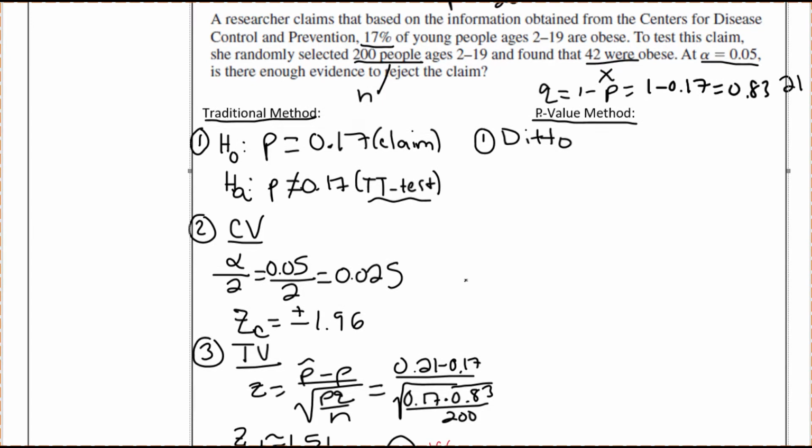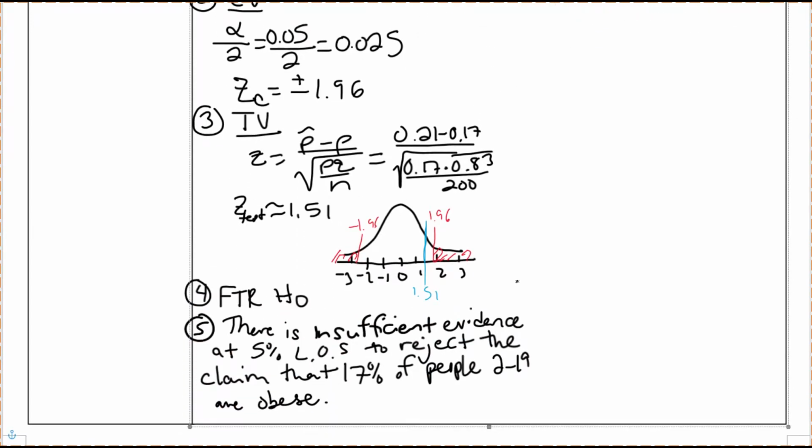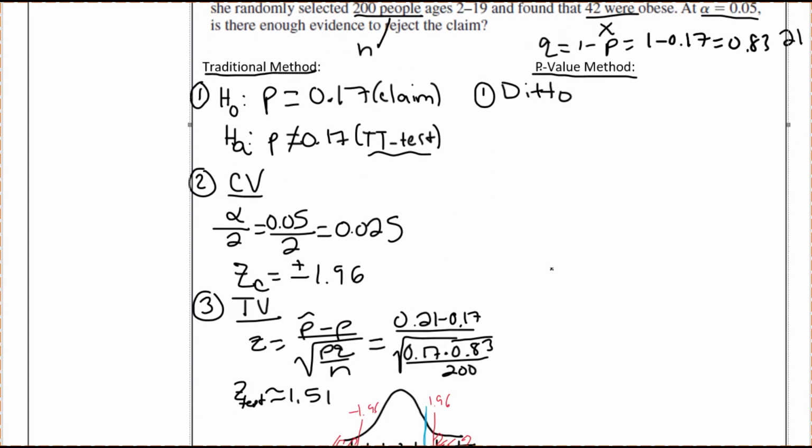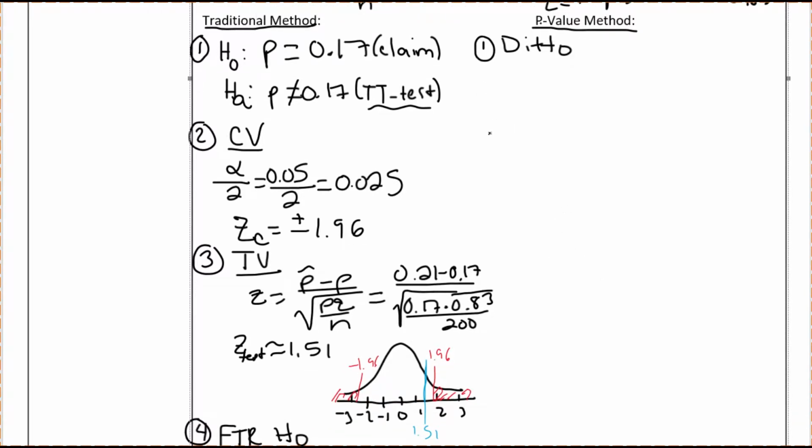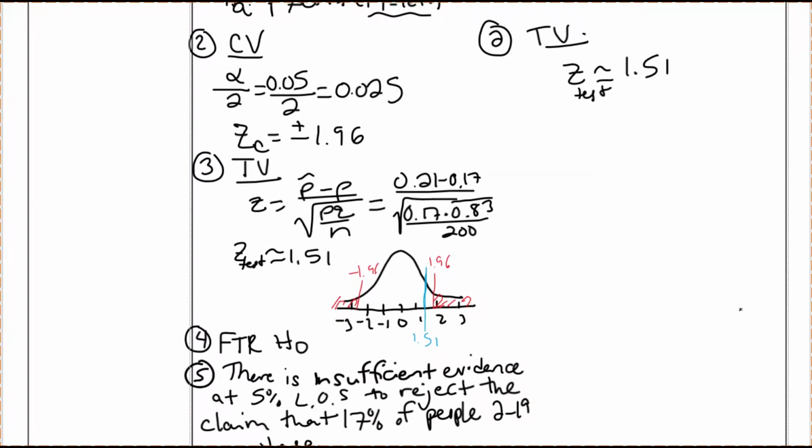Alright, so that looks like that's the traditional method. So now we're going to basically do this with the p-value method. So we're going to do step 2 here, which for the p-value method is finding the actual test value, which we already did in step 3. So therefore I will just repeat it here. So the z-test was about 1.51. Now step 3 in the p-value method is to find the p-value.